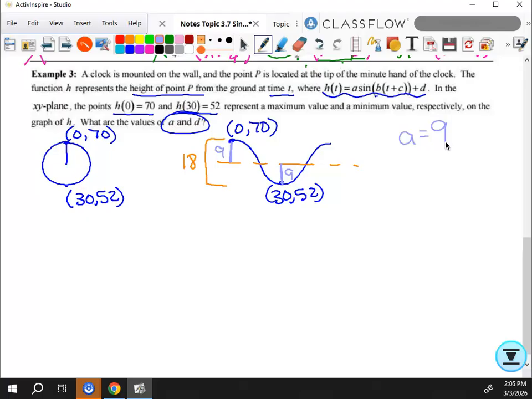Now do I have enough information to figure out my midline? Yes. What would I do? Good. I can either subtract 9 from 70 or add it to 52. Either way, 52 plus 9 or 70 minus 9, doesn't matter. Midline, which I'm not putting y equals because I don't actually want the midline, I want to know where it is. And that is going to be 61.